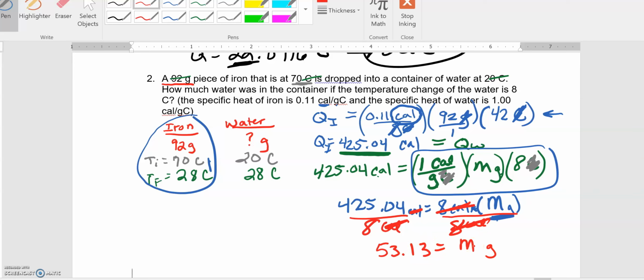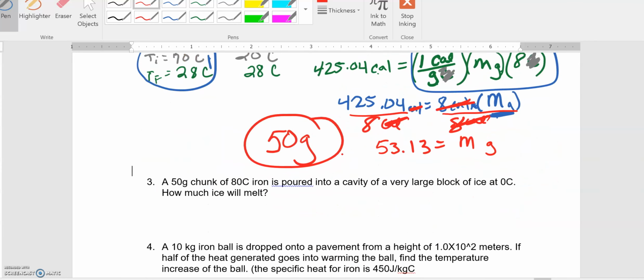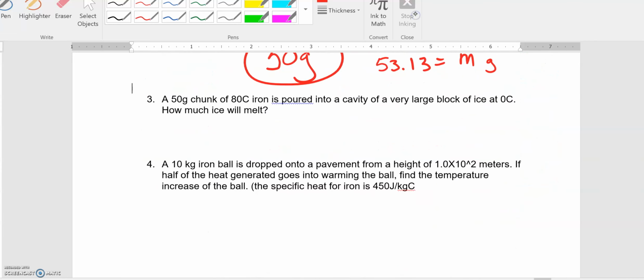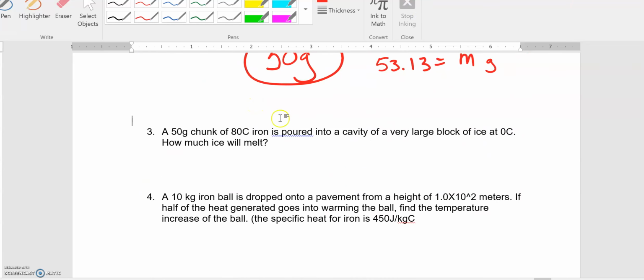Now again, we need to go back and check for sig figs, and it looks like we only get one significant figure, so we would want to round that to 50 grams. So there would be 50 grams of water in that particular example. Okay, number 3.